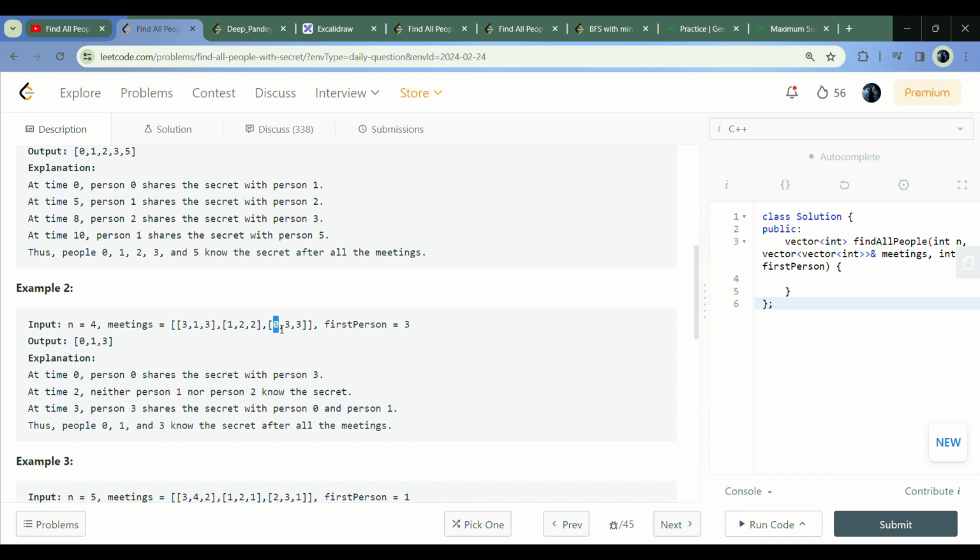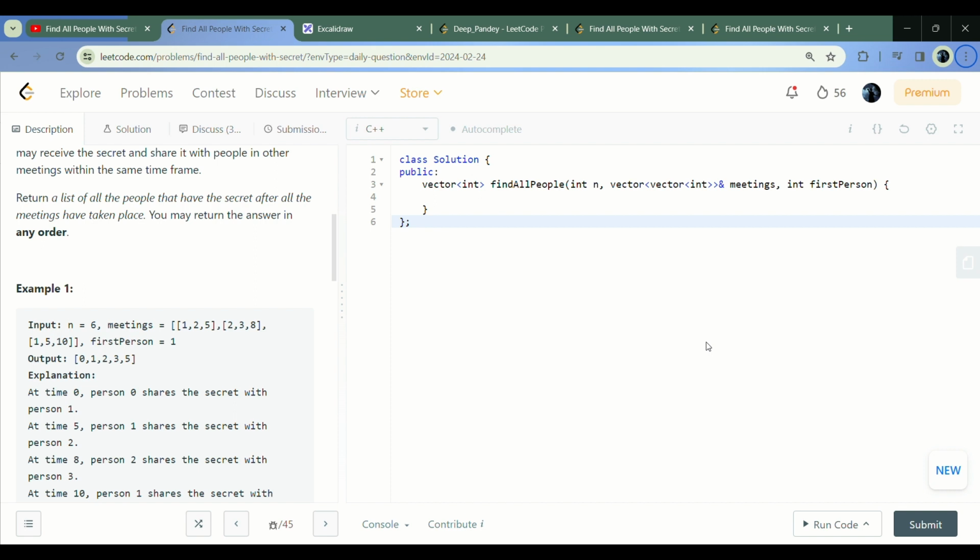Now again person 0 is having a meeting with person 3 who already knows the secret. So now the total number of people who know the secret are 0, 1 and 3. Now let's see example number 1 in detail.